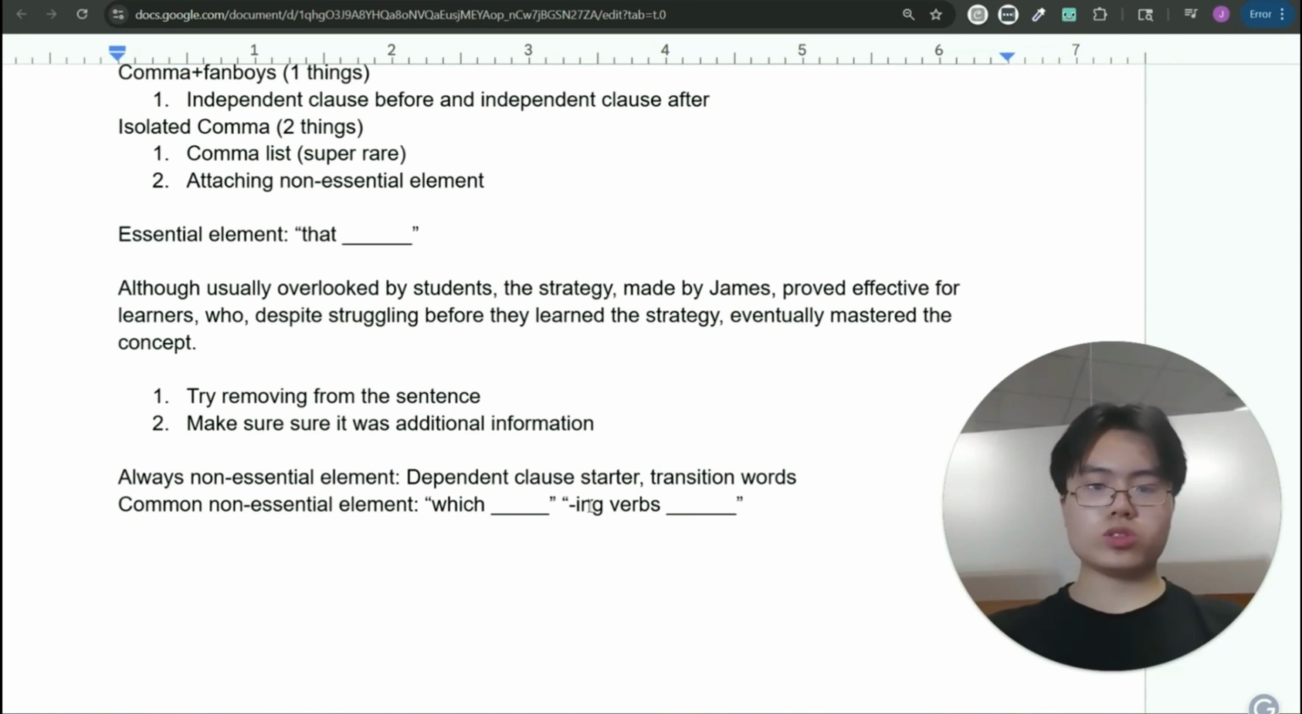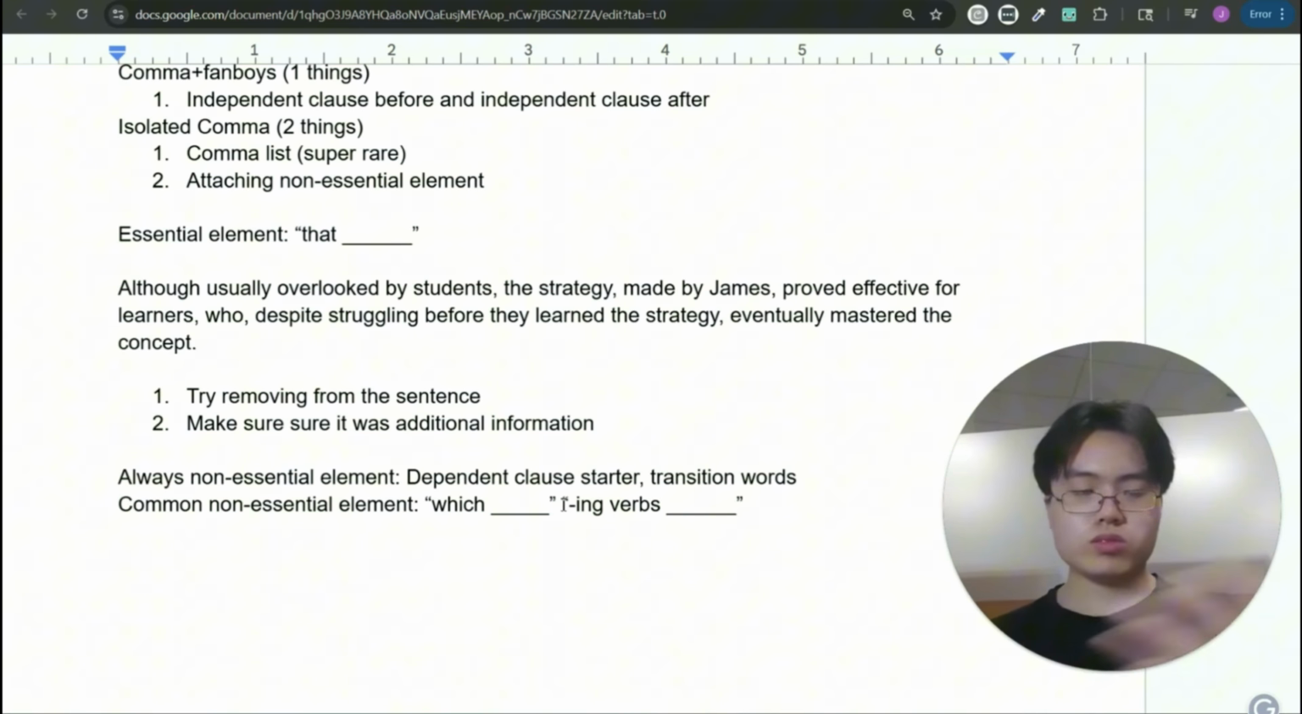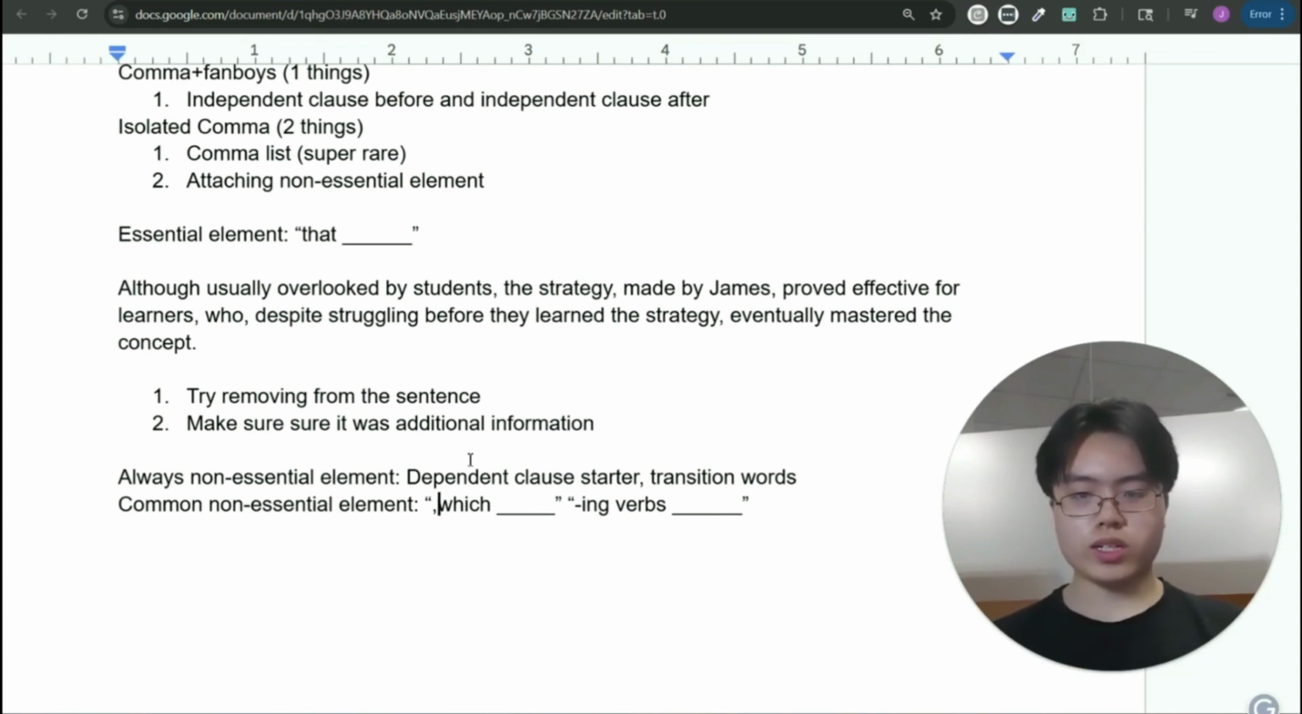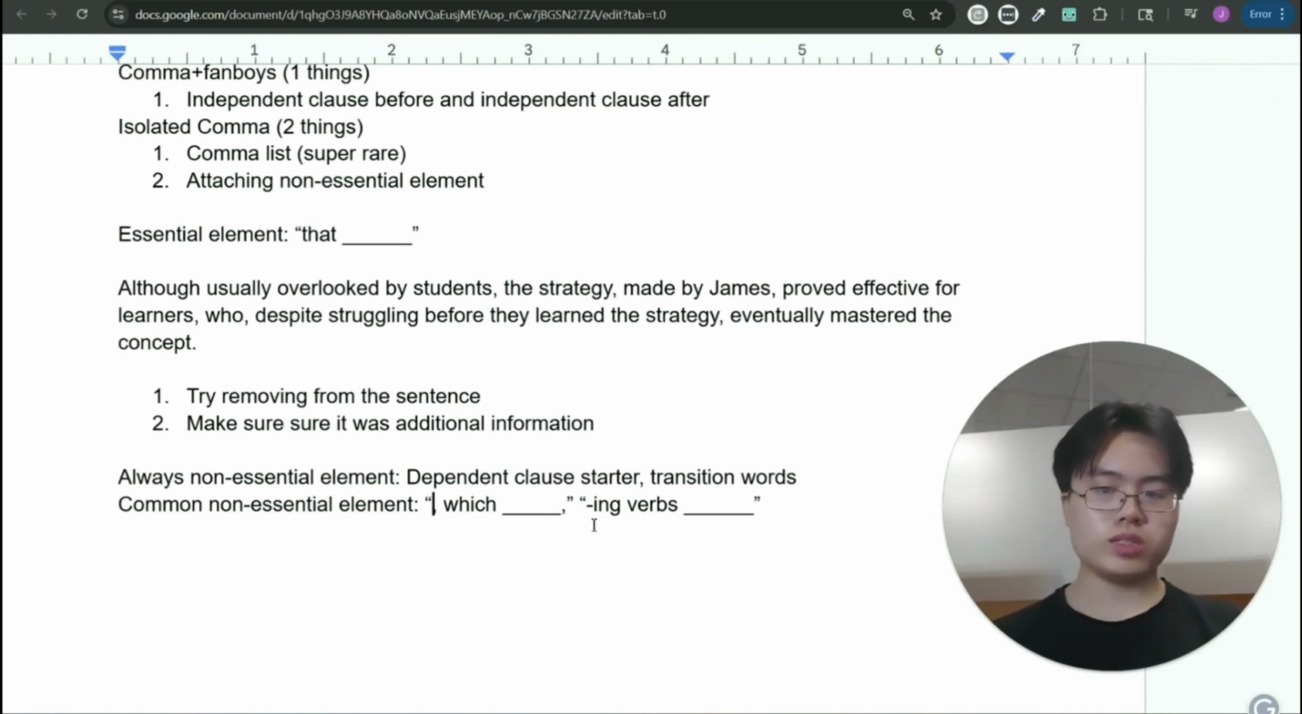The word which just sets up additional information, right? Which, and then additional information. It's really easy to set up. This is just a word that gives away that what's coming up next is additional information. And just because the word which is like that, it tends to start non-essential elements all the time. So it's really common for a comma to be right before the word which. Same thing with ing verbs.